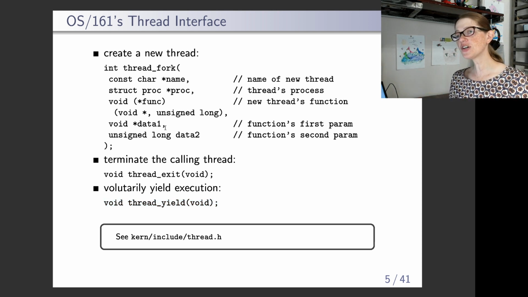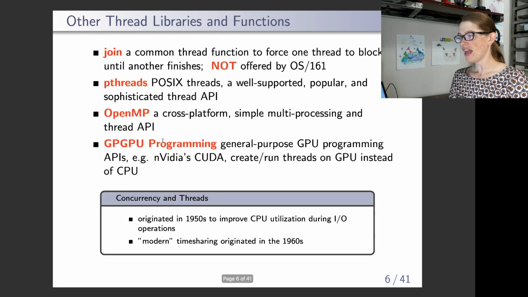So these are all of the functions that you have available to you. And if you've done threads before, you're probably looking for some kind of join command. OS 161 does not have join. The idea behind join, for those of you who've never seen it, is you want a thread to be able to wait for another thread to finish.